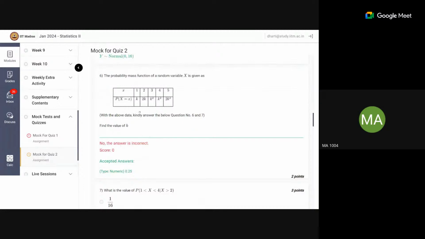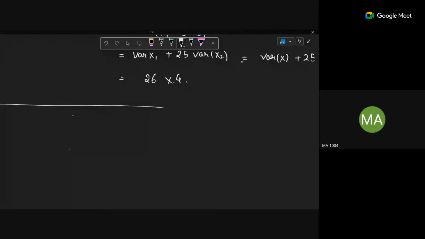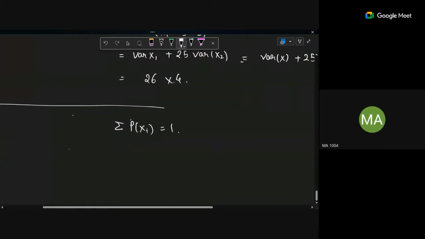Okay, so the next question is the probability mass function. Is it visible? The probability mass function of a random variable is given like this, and we have to find the value of k. Isn't it a super easy question? Just add all the values and equate to 1. So the summation of all the p(xi)'s should be equal to 1, and we just have to solve a quadratic equation and we'll get k equal to 0.25.